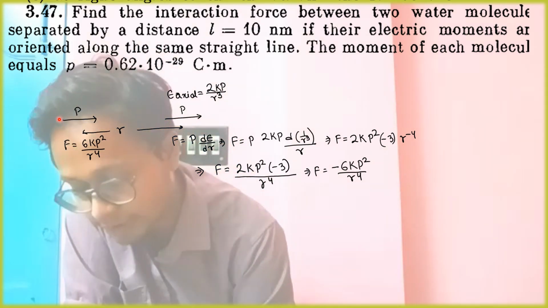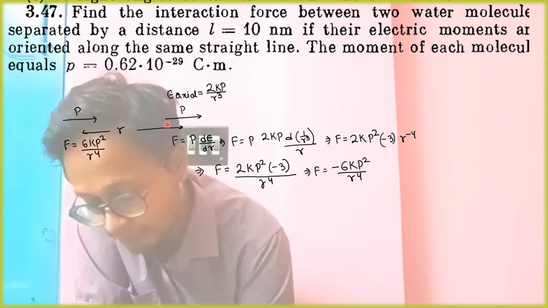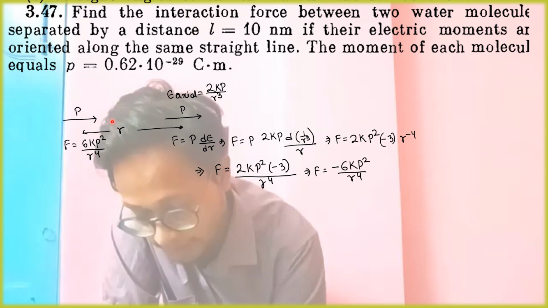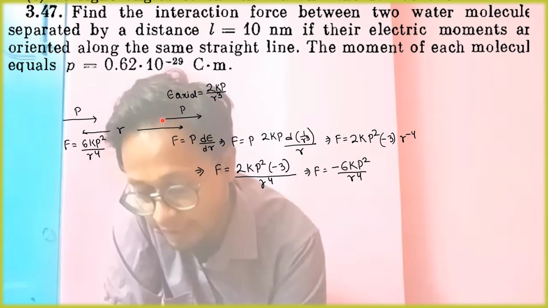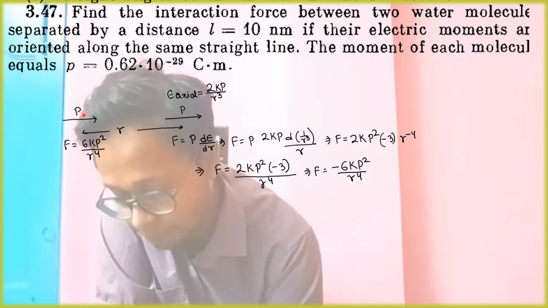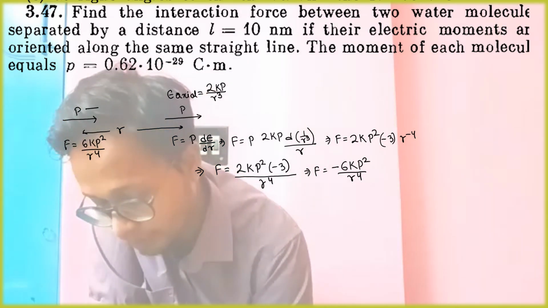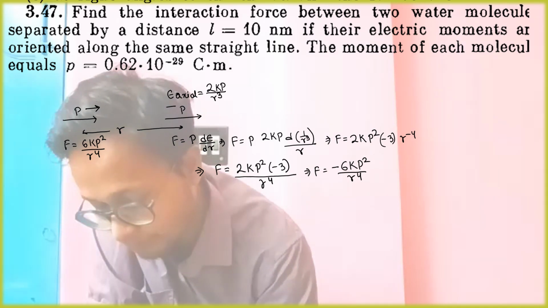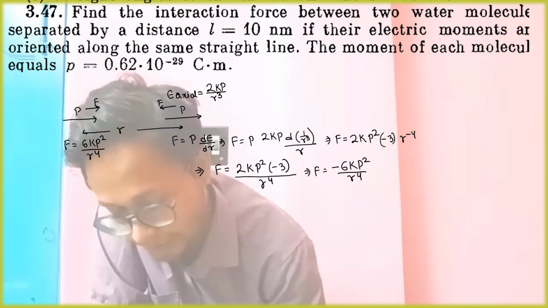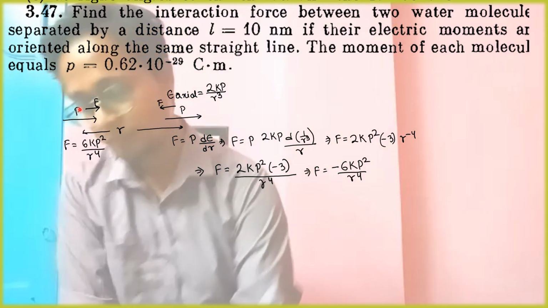There are four interactions, no? Negative-negative, negative-positive, positive-negative, and positive-positive. The strongest force out here is nothing but attractive force between positive and negative. So the force out here would be in this direction. Similarly, the force out here also would be in this direction. So force on the first dipole is in this direction, force on the second dipole is in this direction. And the magnitude of force is nothing but 6 kp square by r to the power 4.